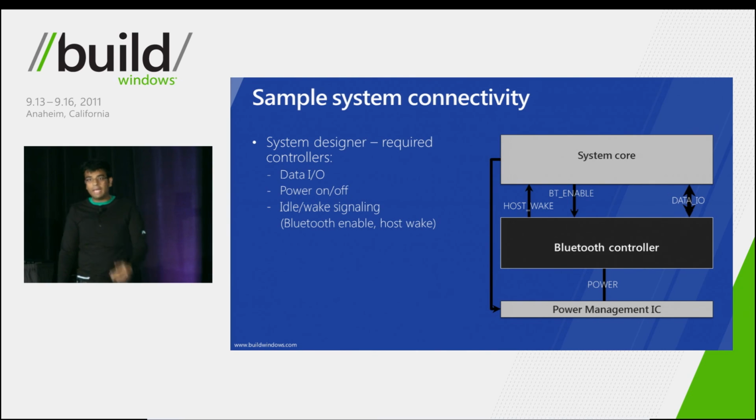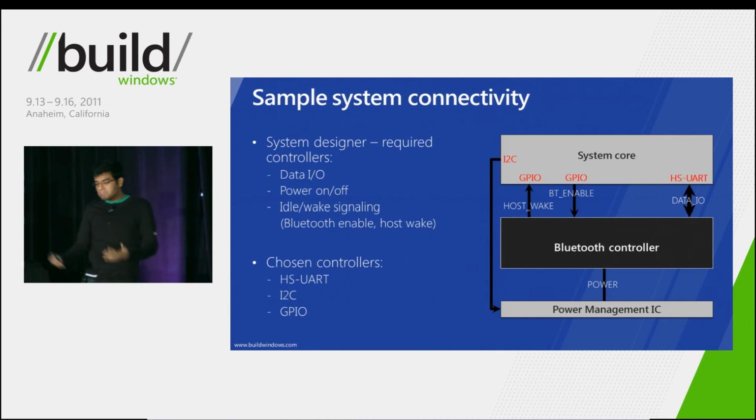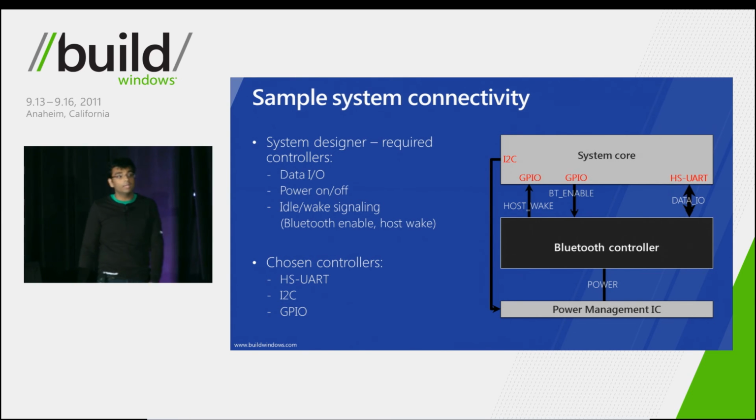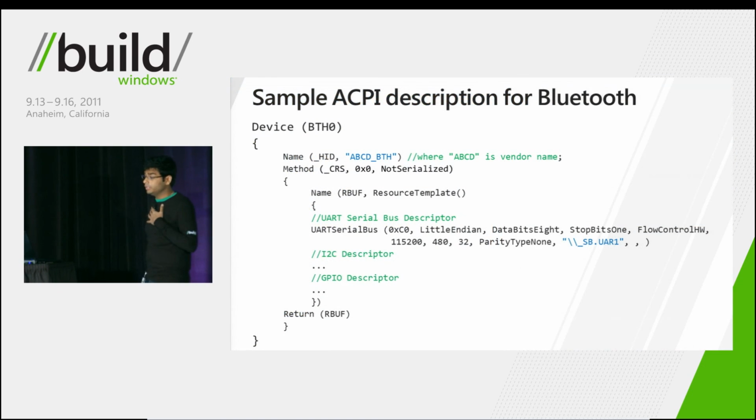As a designer, I need controllers for data I/O, power on and off, and also for idle wake signaling. So there's lots of options out there. Something that we've seen quite a bit, and something that is applicable to this exercise, I'll go ahead and choose the following. So we've got high-speed UART being used for that data I/O component, I2C for power delivery, and GPIO for my power management. Now let's take a look at what our stack diagram really looks like.